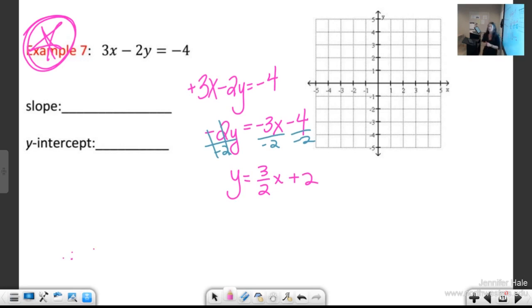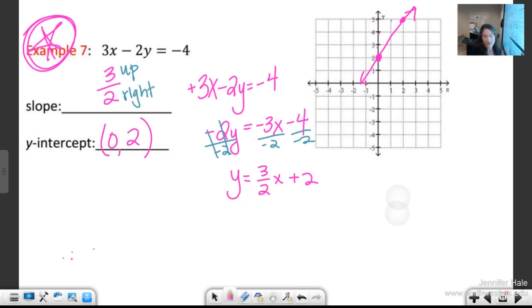What is my slope in this one? 3 over 2. And what's my y-intercept? 2. And I'm going to write it how? Good. Okay. All right, so any questions on getting that y by itself? All right, so now start 0, 2. Do you go up or down on this one? Up. So a positive, so we're going to go up 3 over 2. And make your line. So let me write that in. We're going to go up since it's positive and then right.